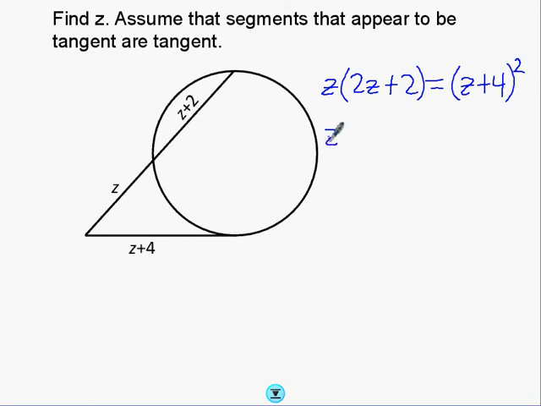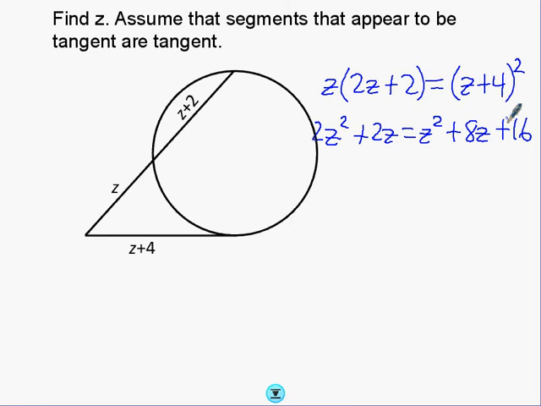I'm going to distribute on the left side. That's going to be z squared plus 2z. And on the right side, I have to FOIL. It's z squared plus 4z plus 4z plus 16. You might find it helpful to write z plus 4 times z plus 4, so you can FOIL more easily.